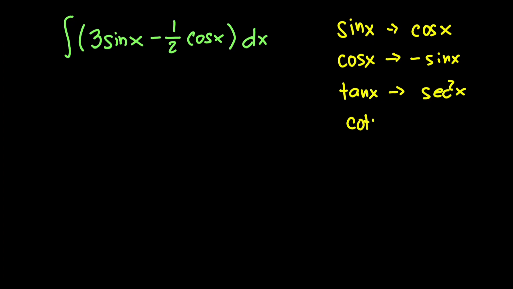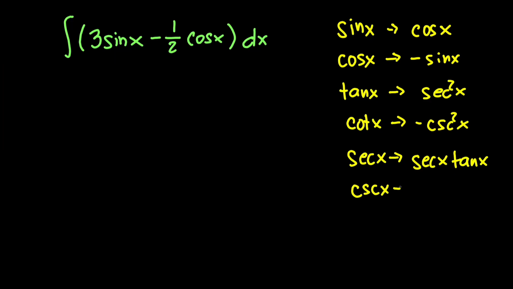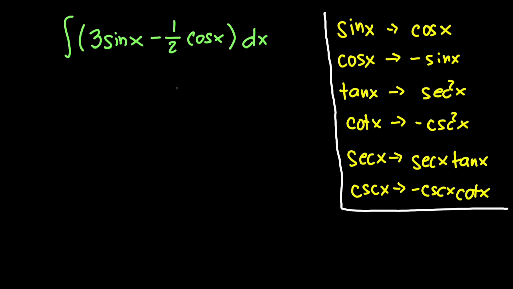Derivative of cotangent of x would be equal to negative cosecant squared of x. Derivative of secant of x would be equal to secant of x tangent of x. And the derivative of cosecant of x would be equal to negative cosecant of x cotangent of x. Now that we have this table, it will be much simpler to solve it. So let us start with our first problem.